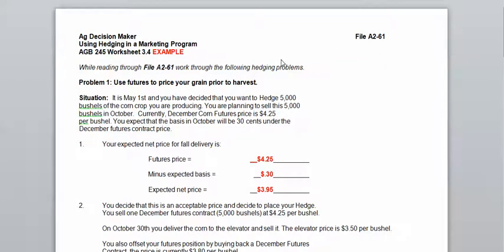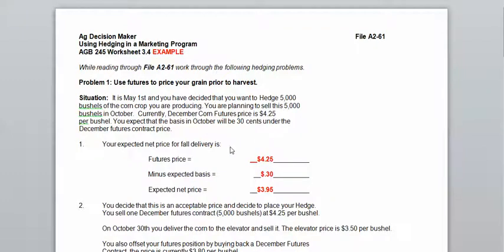Hello, today we're going to look at example 3.4, hedging problems. As you can see in problem 1, we've decided that we want to hedge 5,000 bushels of corn, and we're planning on selling this in October. Currently, December corn futures price is 4.25, and we expect basis to be 30 cents under.